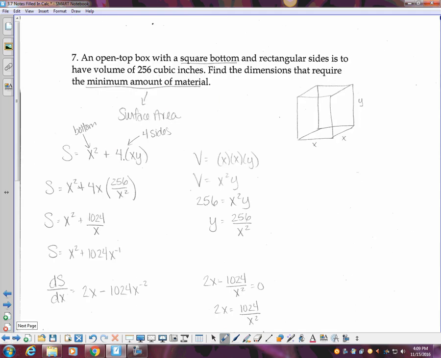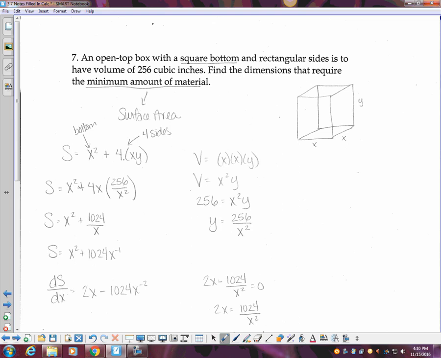Number 7. An open top box with a square bottom. That's important. Square bottom and rectangular sides is to have a volume of 256 cubic inches. Find the dimensions that require the minimum amount of material. I'm not trying to minimize my volume. I'm trying to minimize the amount of cardboard it takes to make this box. So I'm trying to minimize the surface area.